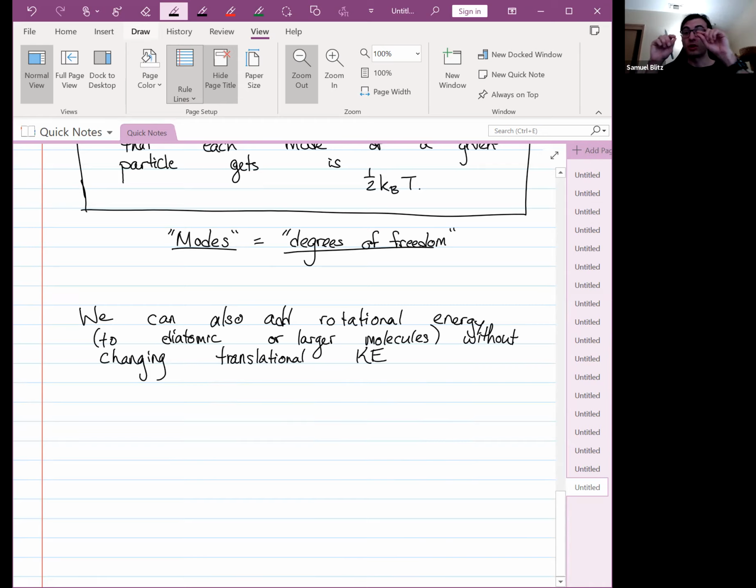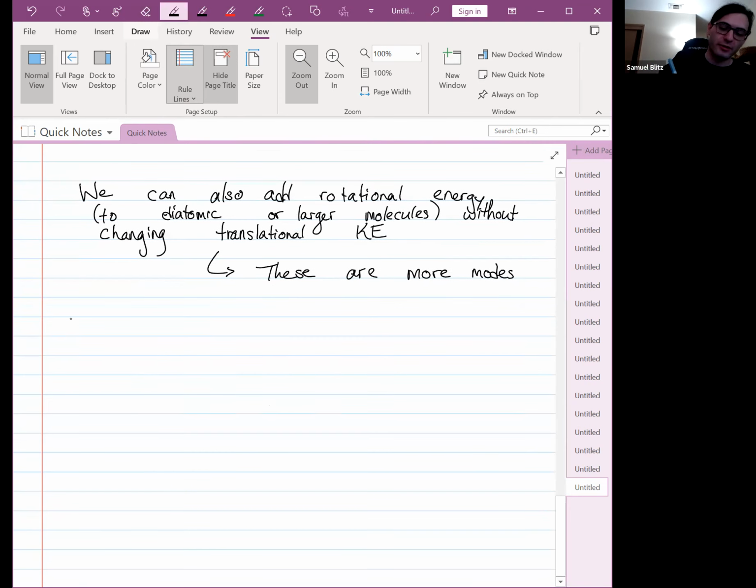And that's because you can have something moving and then start it rotating without changing how it's already moving, right? That's a thing. And so these buckets where we add rotational energy, these buckets are more modes. So the more complicated molecules, diatomic, polyatomic, and so on, will have more modes than a monoatomic gas. So let's ask the question, how many modes does the diatomic gas have?